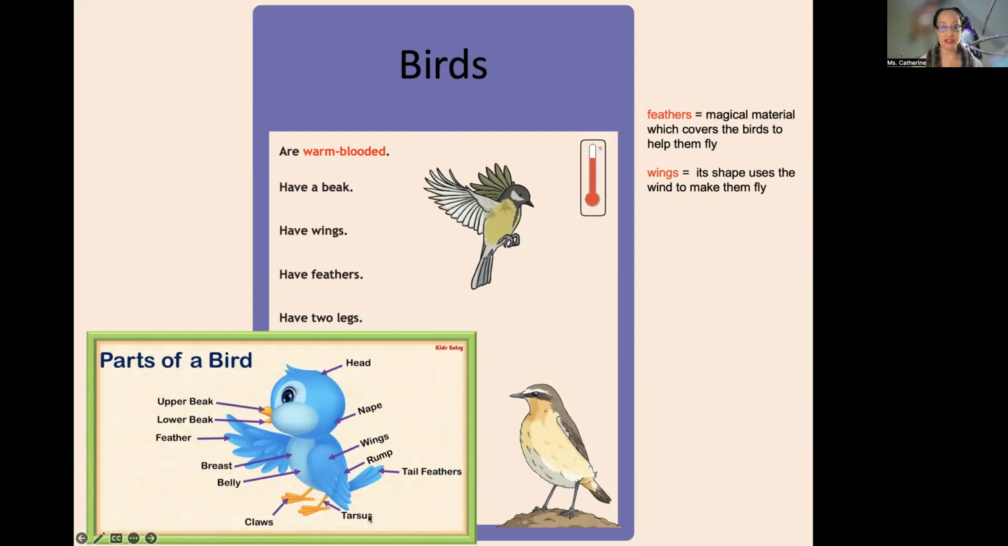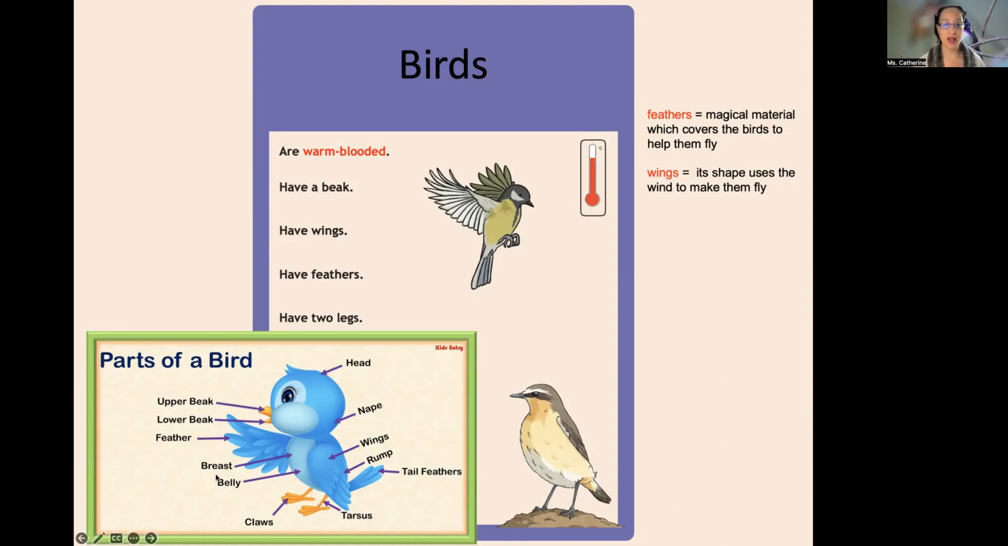Then you have the tarsus. The tarsus would be the leg. Then you have the claws. Claws, so they can grab onto things so they don't fall down. Then you have your belly, which is their stomach.